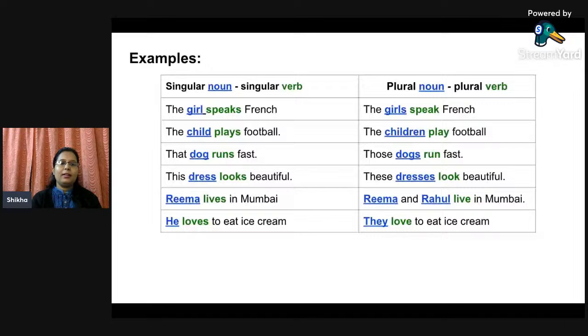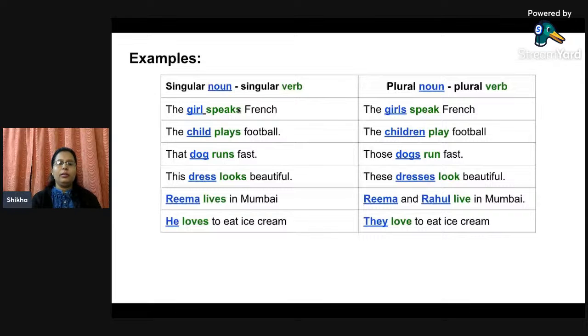So in our sentence, the girl speaks French, what is girl here? This is a common noun, right? Is it singular or plural? It is singular. Here, speaks, speak is a verb, an action word, isn't it? So we have added s with it to make it a singular verb. If we wouldn't have added s with it, it would have been a plural verb. Yes, I hope it is clear.